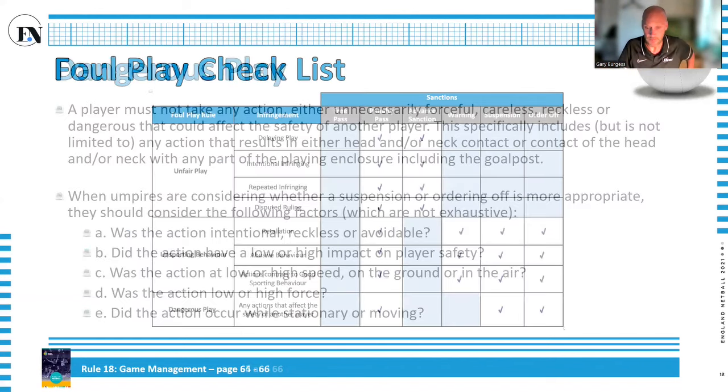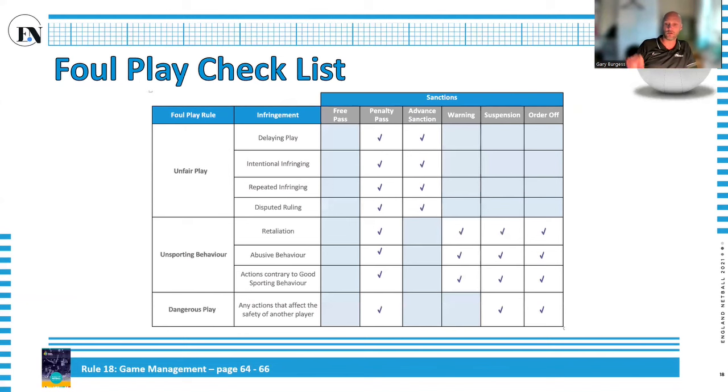There's either a suspension or an order off. Okay. Now, this is available to download from the comments in this video and also on the rules and updates page. But this is just a foul play checklist. It's got unfair play, sporting behaviour and unsporting behaviour and dangerous play. And it just shows you all of the starting points for these penalty passes and advances. Okay. So you can download that or you can take a screenshot of that in your own time.